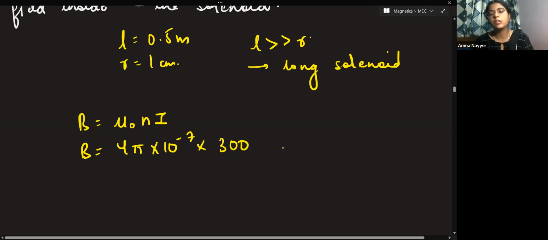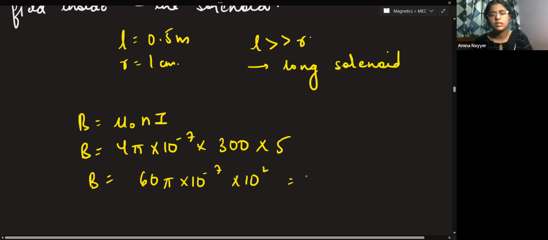Number of turns per unit length was given 300, current was 5. So this basically becomes what? 4 into 3, 12 into 5, 60. 60 pi into 10 to the power minus 7 is there. And what about 300? This was 10 to the power 2. Just check the calculations. This becomes 6 pi into 10 to the power minus 7, and this is 2 already. So this becomes 10 to the power minus 5, and the 60 is also there. So this becomes 6 pi into 10 to the power minus 4 Tesla. This much will be the total value of the magnetic field.